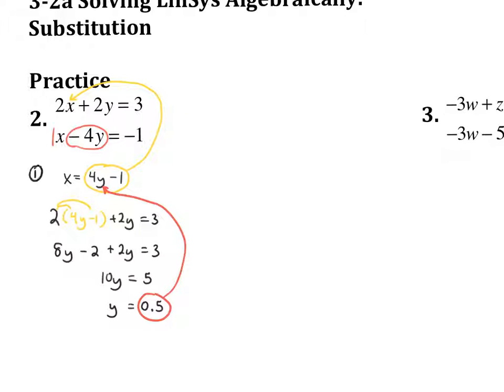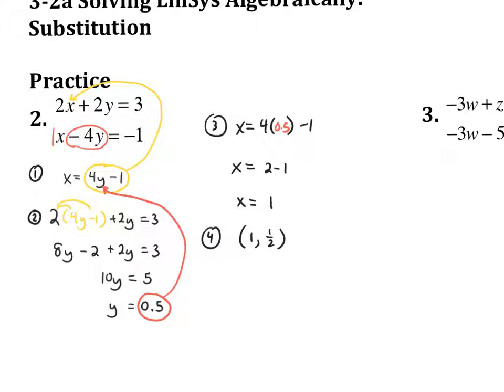Step 1, I solved for something. Then step 2, I substituted and solved. So now we're in step 3. So now we plug it in. So I get x equals 4 times 0.5 or 1/2 and minus the 1. So x equals 2 minus 1. So x equals 1. So I'm claiming that my solution is 1 comma 1/2.